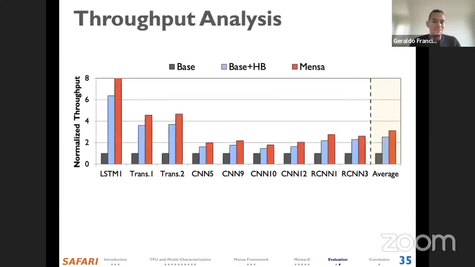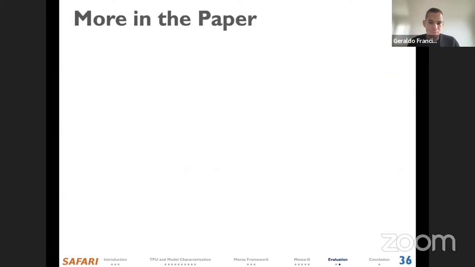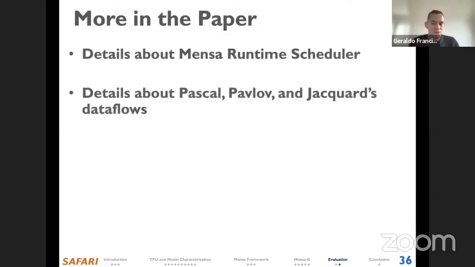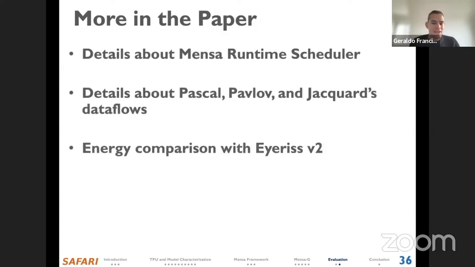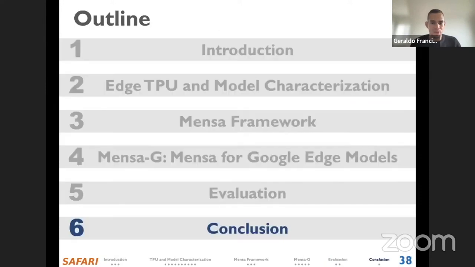So we also analyzed Mensa G's throughput compared to the baseline TPU accelerator and the baseline TPU accelerator with high bandwidth memory. We observed that Mensa G improves throughput compared to the baseline TPU accelerator by 3.1 times on average across all of those different models. We invite you to check our paper for more details on Mensa's runtime scheduler, the accelerators' dataflow, a comparison against a prior state-of-the-art neural network accelerator, Mensa G's utilization results, and also Mensa G's inference latency results. All of that again is in our paper.